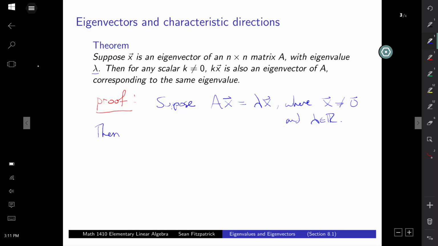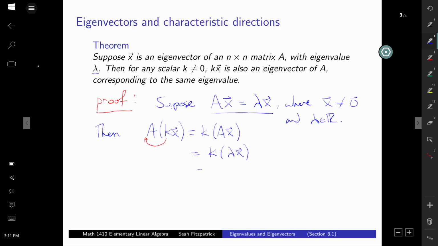So, well, that's simple enough. How do we show that kx is an eigenvector? Well, we've got to multiply by A and get lambda times what we started with. So how do we do that? One of the things we know is that if you've got a scalar inside of a matrix product, you can bring it out. So this is k times Ax. What do we know about A times x? Sitting right here in front of us, A times x is lambda times x.